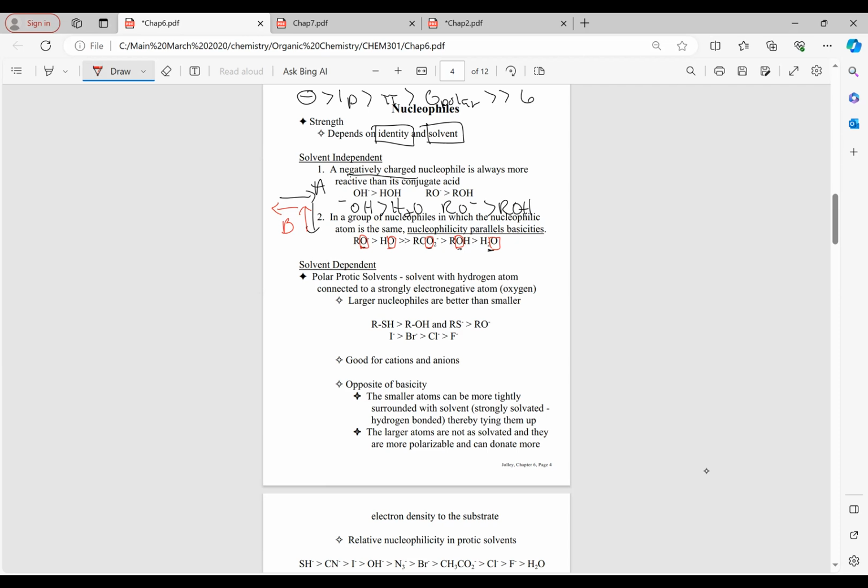What happens when you actually have a solvent that could get involved? Well, then you have to look at a few features. Solvent dependent, polar protic: remember, those are the ones that can hydrogen bond with themselves. It is a solvent with a hydrogen atom connected to a strongly electronegative atom, which is oxygen in most cases. The larger nucleophiles are much better than smaller ones in this case.